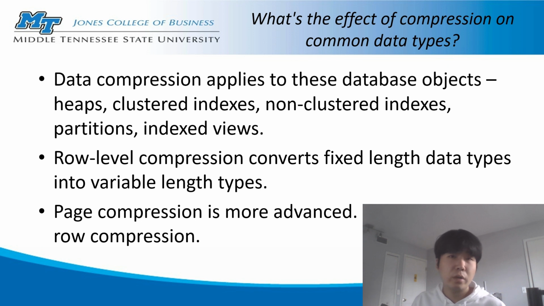And the compression will affect some data types. Not every data type works for compression. The data compression applies to these database objects: heaps, clustered indexes, non-clustered indexes, partitions, indexed views. And row-level compression converts fixed length data types into variable length types. And page compression is more advanced. It internally invokes row compression.